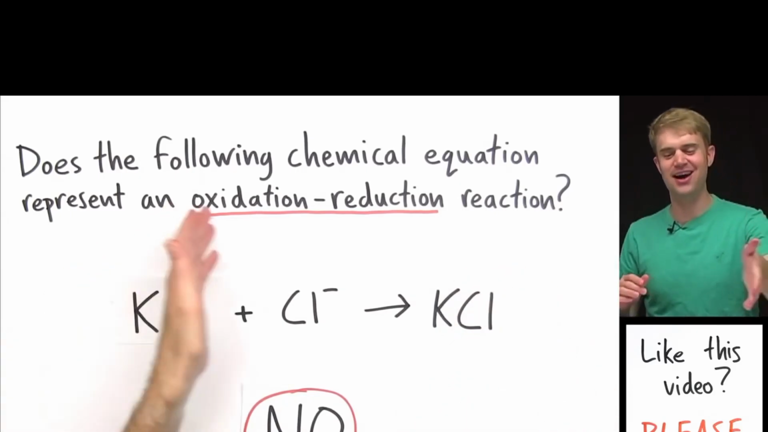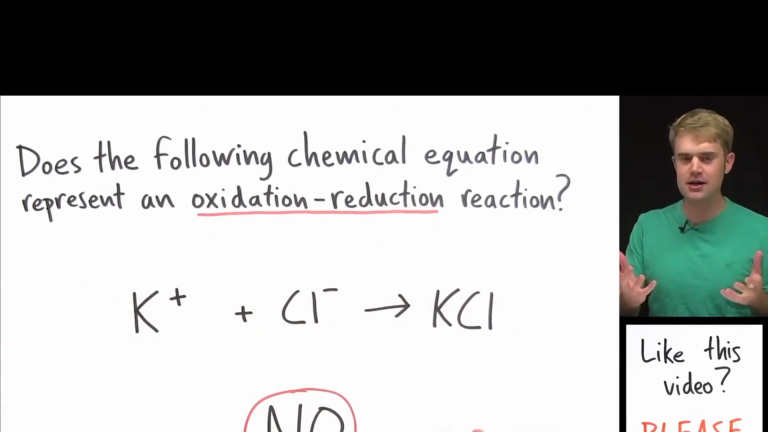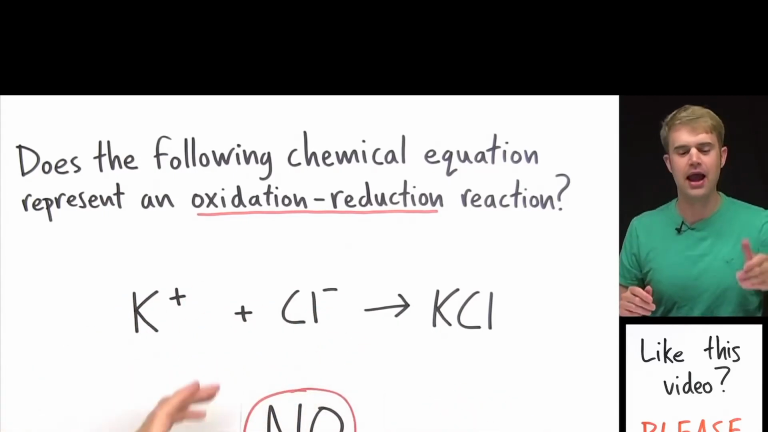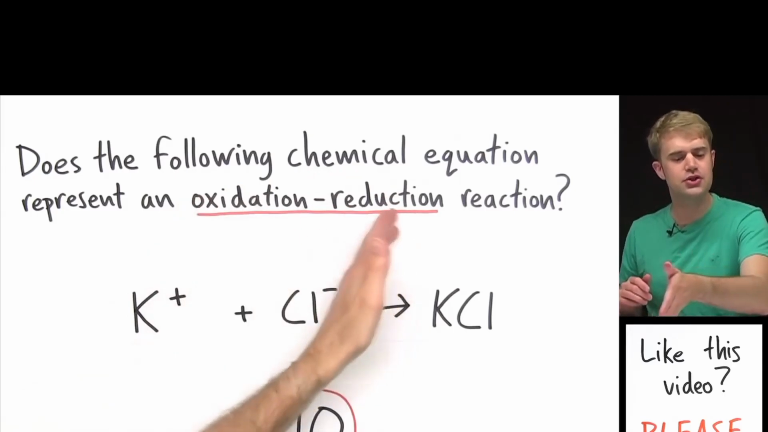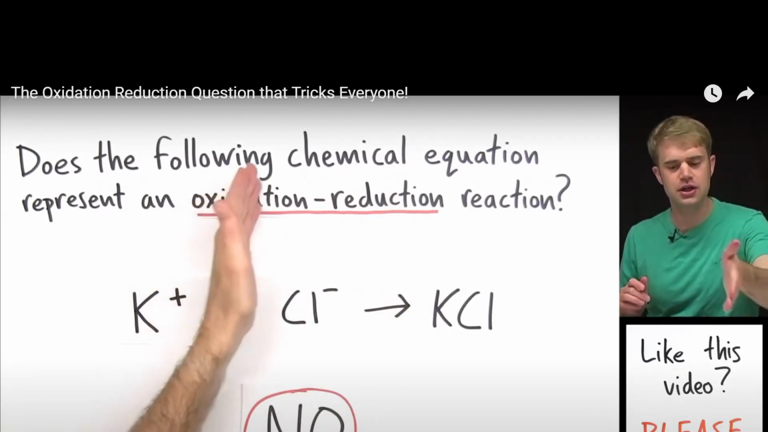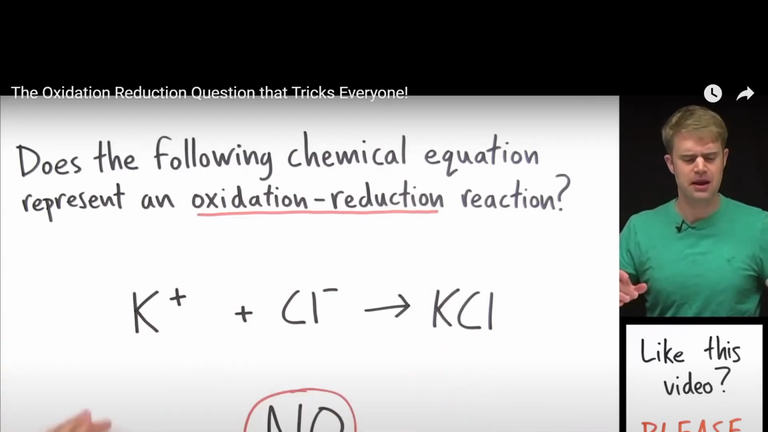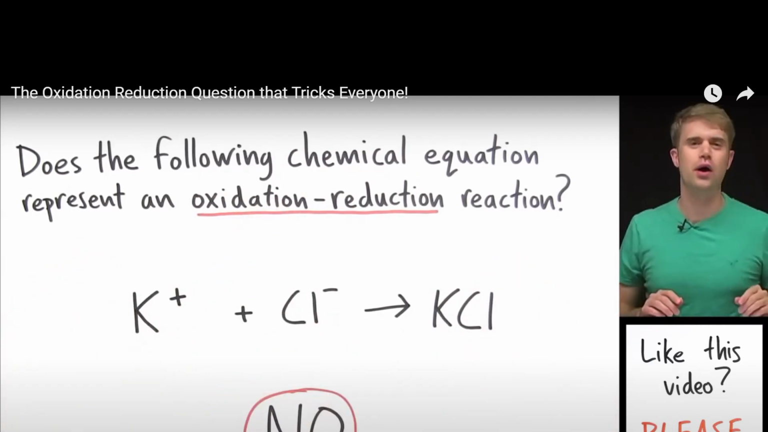We do see those in oxidation reduction reactions. But just because an equation or a reaction has charges and ions doesn't mean that it has to be an oxidation reduction reaction. Remember what these two words mean. In order for something to be an oxidation reduction reaction, we have to see electrons transferred between atoms. That's not going on here, and let me show you how I know that.